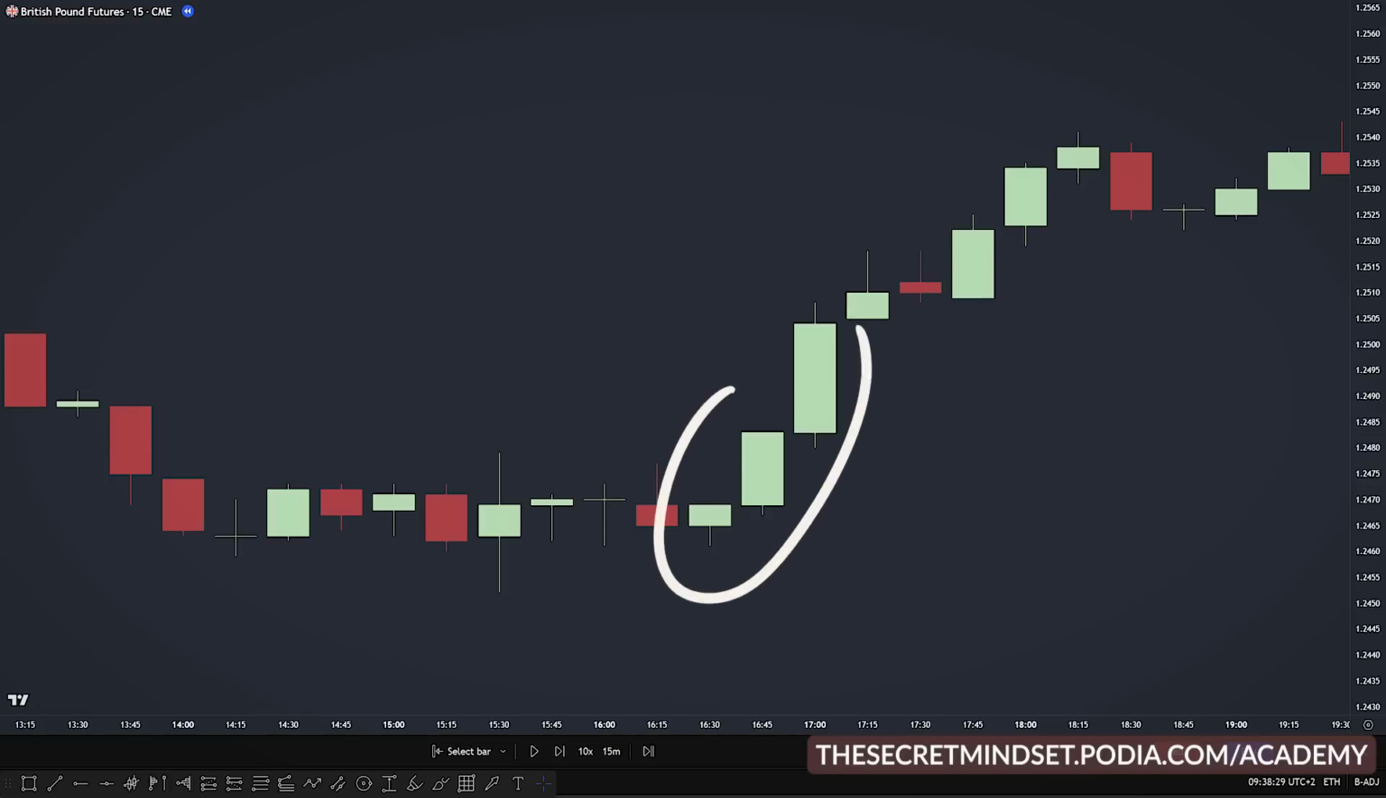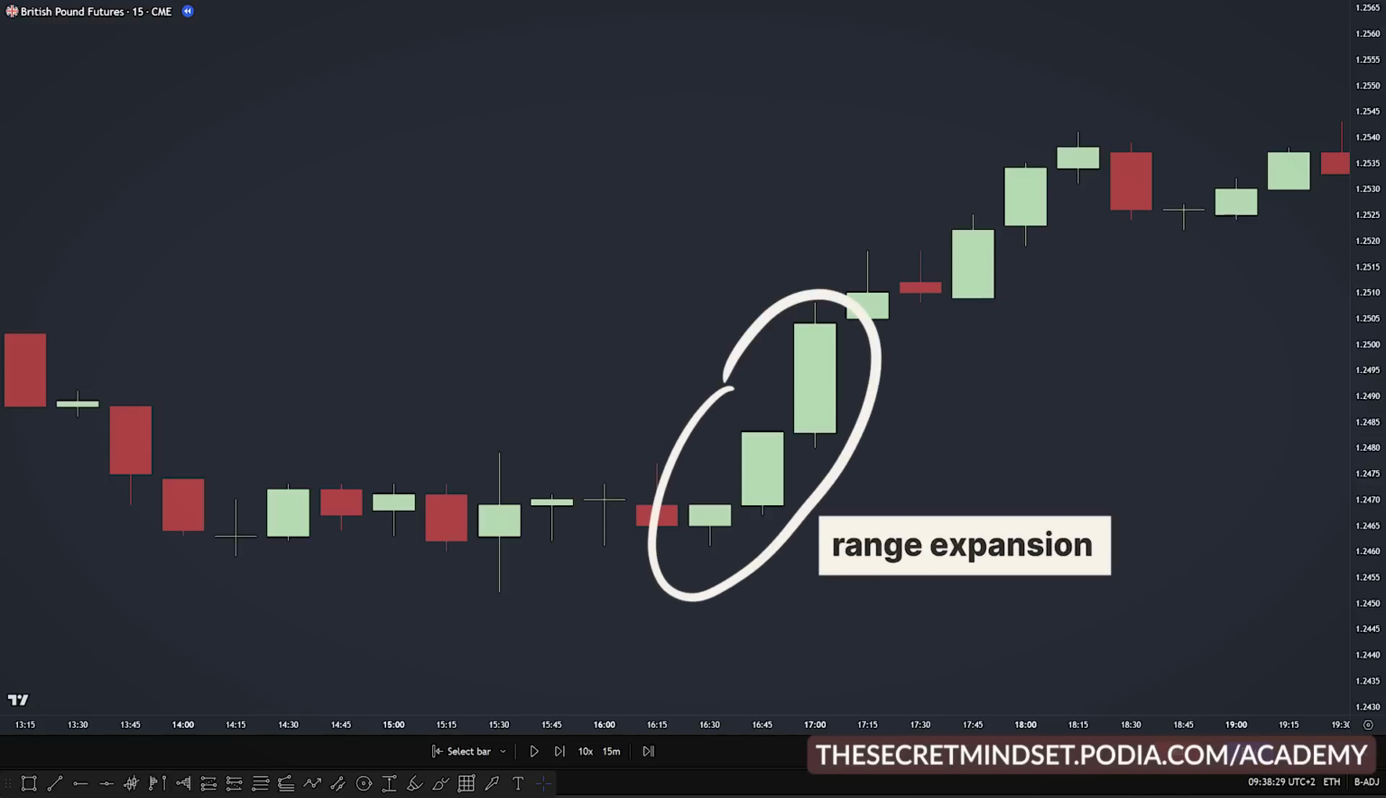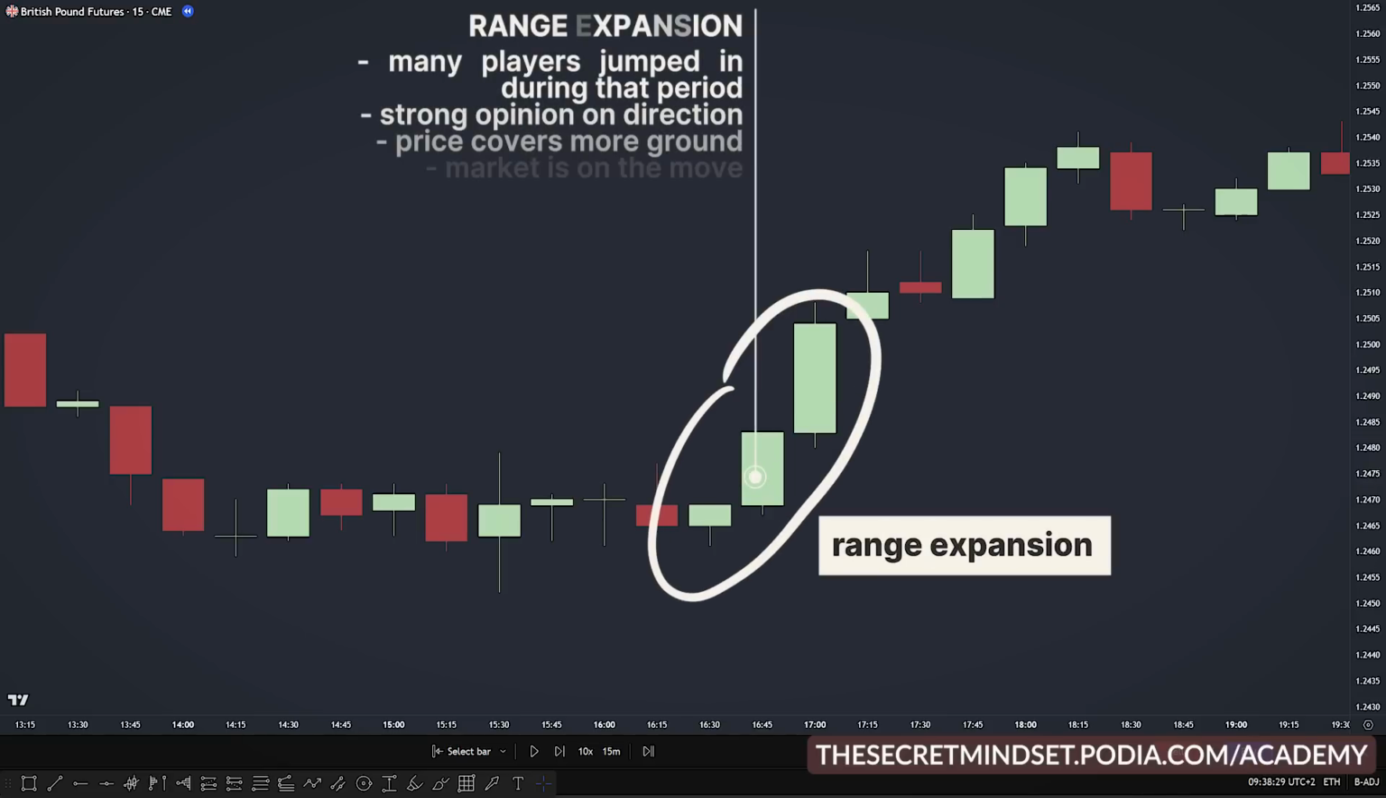Range expansions can show that something has changed. A large bar might mean that many players jumped in during that period. Traders holding positions could have strong opinions on direction. That strong opinion can create a surge. When price covers more ground, it can catch some off guard. Some might see the big bar and believe the market is on the move. Others might step aside, not wanting to fight that momentum.